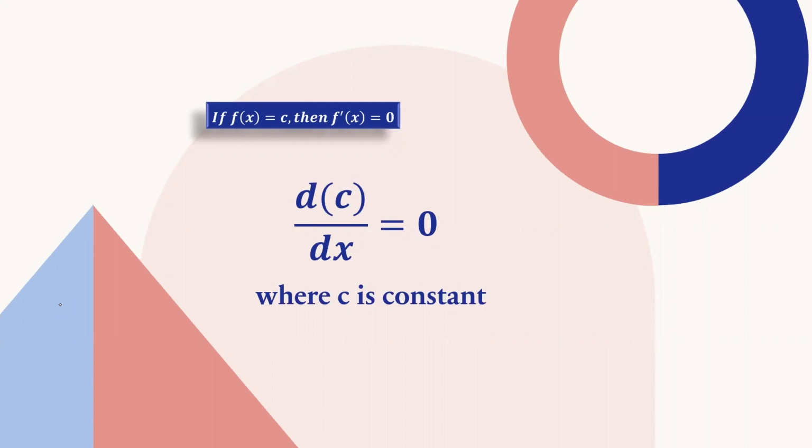I hope everyone understands about the power rule of derivative and the derivative of a constant term.